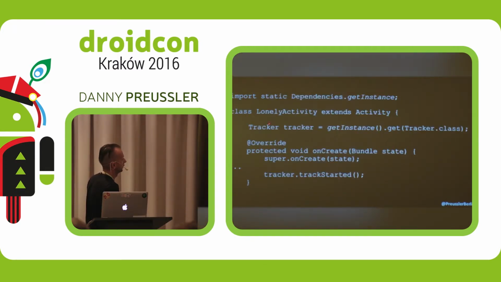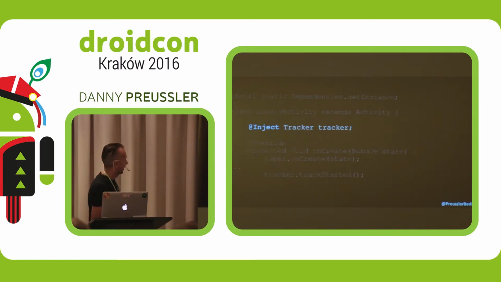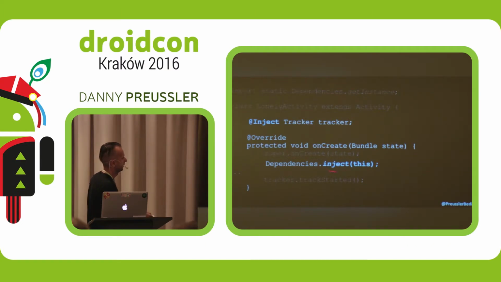Because there's one thing: we still use this get tracker thing here, right? Think about how we use something like Dagger. We use it differently, right? What we want is this. So how do we get to this point? Actually, what we always have to write is something like this. Hey, this class needs to fill in those fields. So we call this inject method on whatever framework we use.